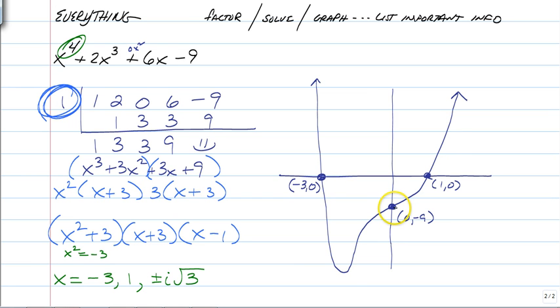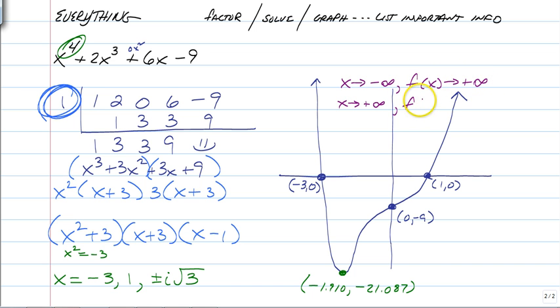Here is your y-intercept. You'll notice that you never have a maximum, but you do have a minimum down here. His name is -1.910, comma, negative 21.087 once you use the minimum feature on your graphing calculator. And for your end behavior, you can see that as x approaches negative infinity and as x approaches positive infinity, both of these are going up. So f of x is going to approach a positive infinity for both of them.